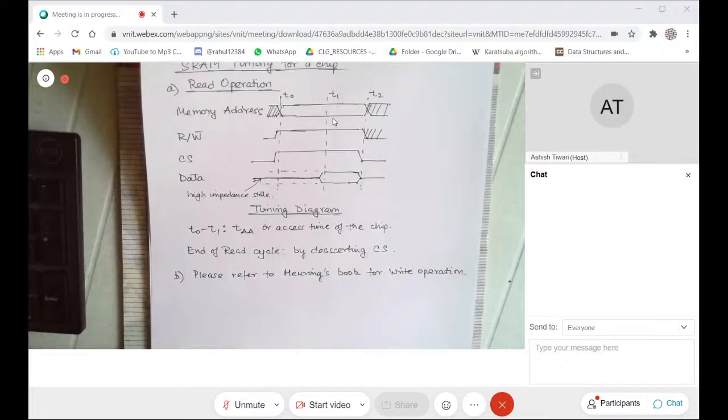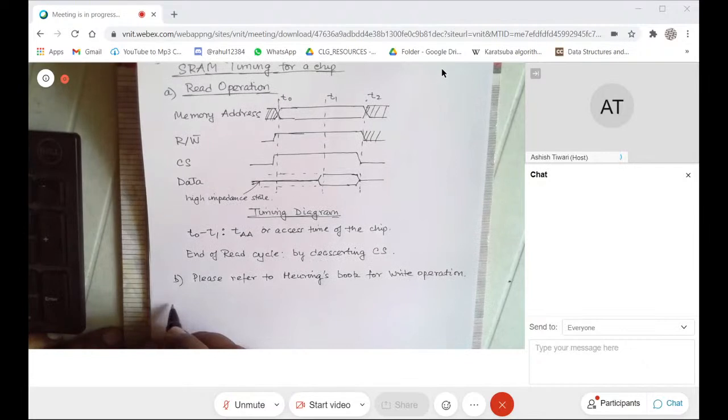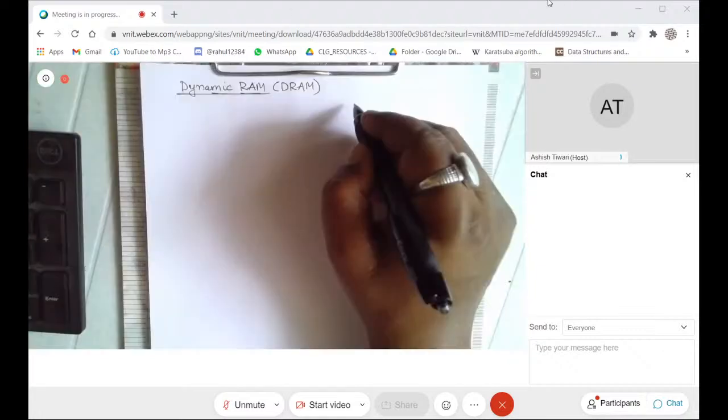So this was about SRAMs. This finishes the discussion on SRAMs. Now I can talk about something which is called dynamic RAM, or popularly called DRAM. Okay, why do you want to have a DRAM?